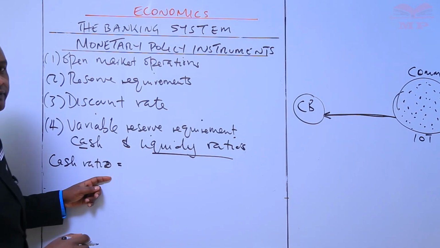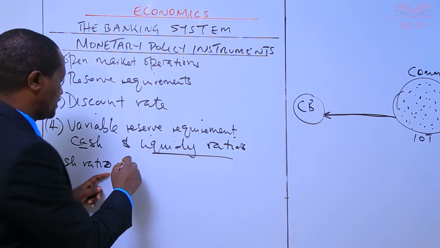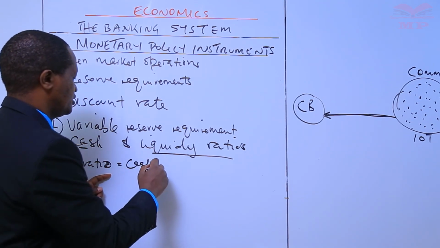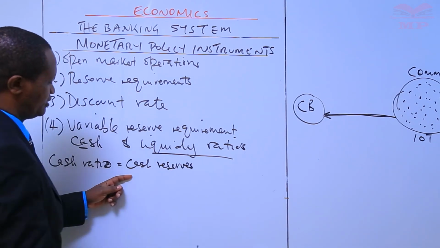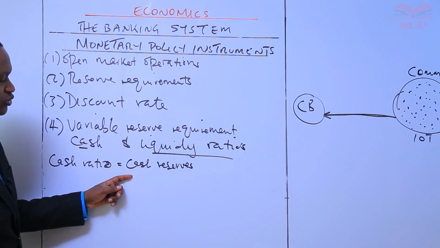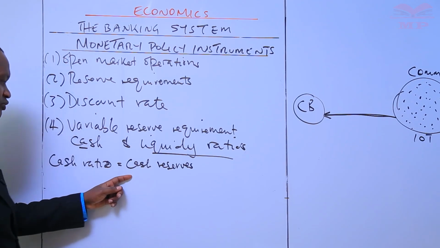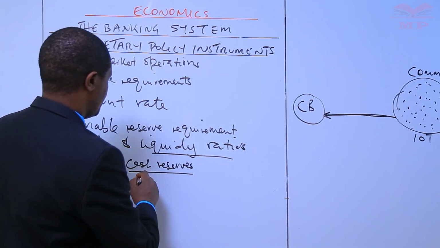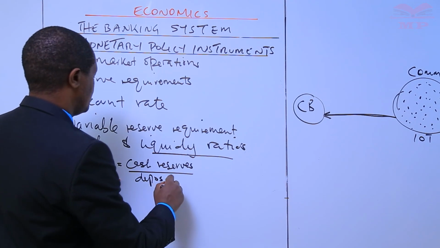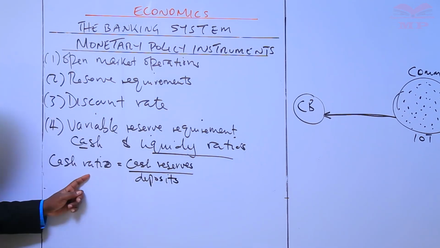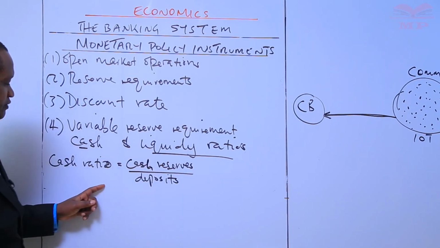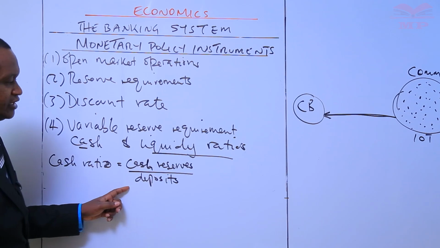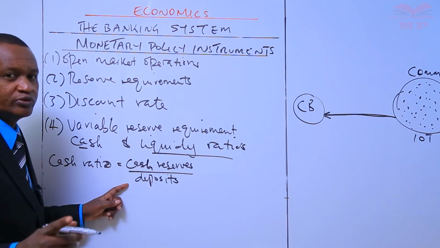The cash ratio is obtained by dividing the cash reserves by the deposits to get the ratio in the form of a fraction. That is the cash ratio. Cash ratio is equal to cash reserves divided by deposits.